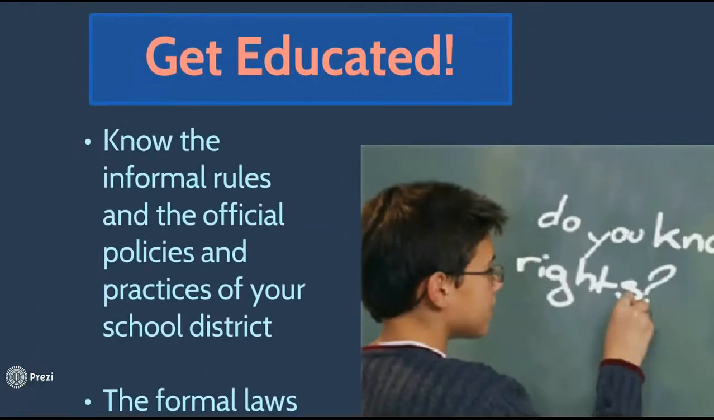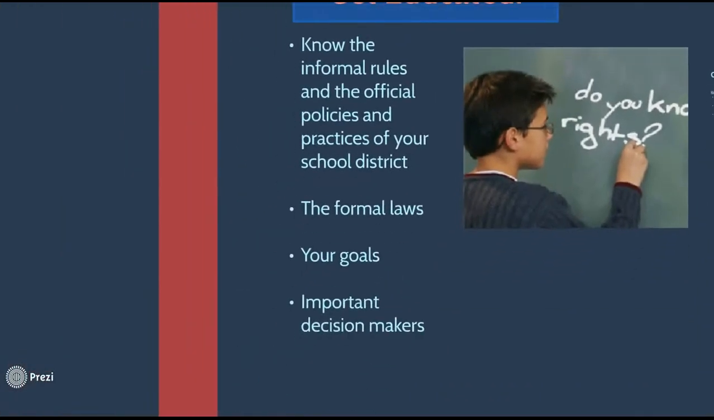The first step of advocacy is to get educated. You must make every effort to learn all the rules, including the rules of your school district and even learning the law. It can also mean knowing the informal rules about how things actually get done. It's important to learn as much as you can about these rules and how they apply to your child.